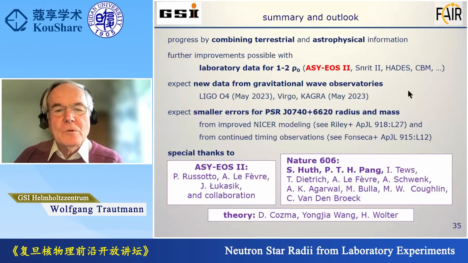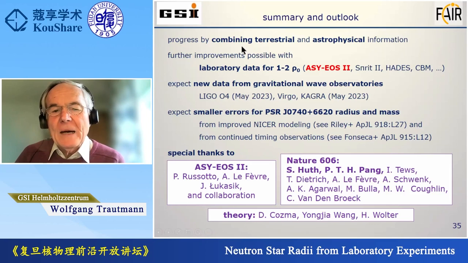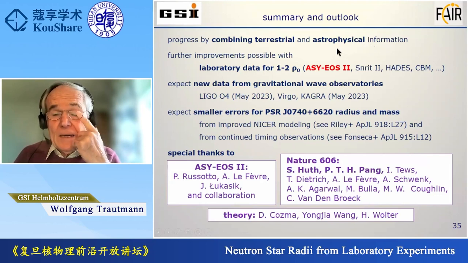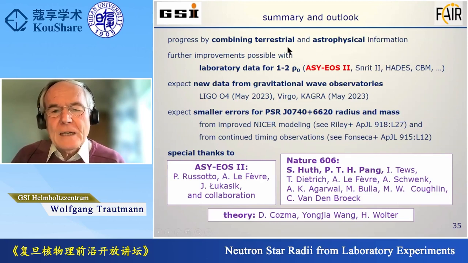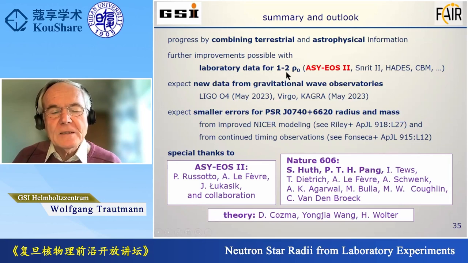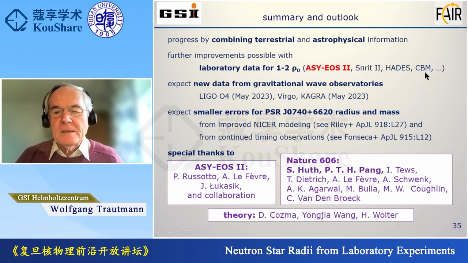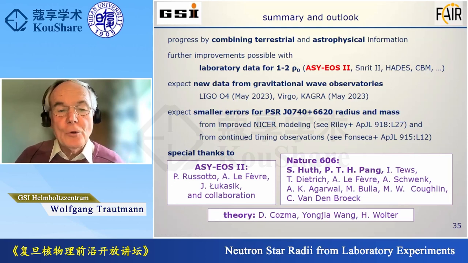With this, I already come to my summary and the outlook. I have tried to show to you the progress we can make by combining terrestrial and astrophysical information. And I have pointed out to you the uncertainty we have in the density range, say from saturation up to 1.5 or 2 times saturation density. And we believe that improvements are possible with new laboratory data that address this density region and in ASY-EOS-II, but there are also other projects that I had no time to speak about. There is the SPIRIT collaboration at RIKEN, the HADES experiment, and also in the future the CBM experiment at the GSI may also be able to produce new information.